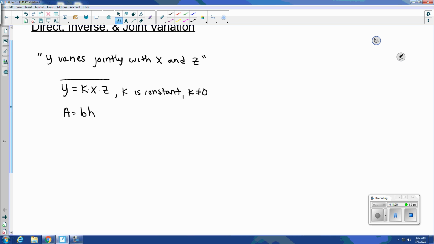This is the general formula for joint variation. So you will see y varies jointly with x and z. So both x and z are independent. We can vary them as we'd like within the context of the problem, and y's value will be dependent on that.